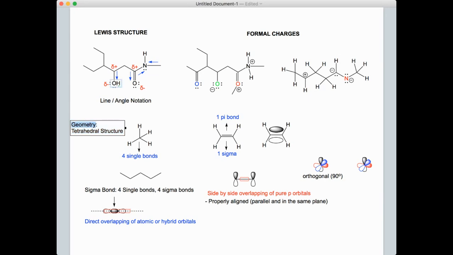So any carbon with four bonds, where the four bonds are sigma, will have a tetrahedral geometry, meaning that the bonding angle is 109.5 degrees between every sigma bond.